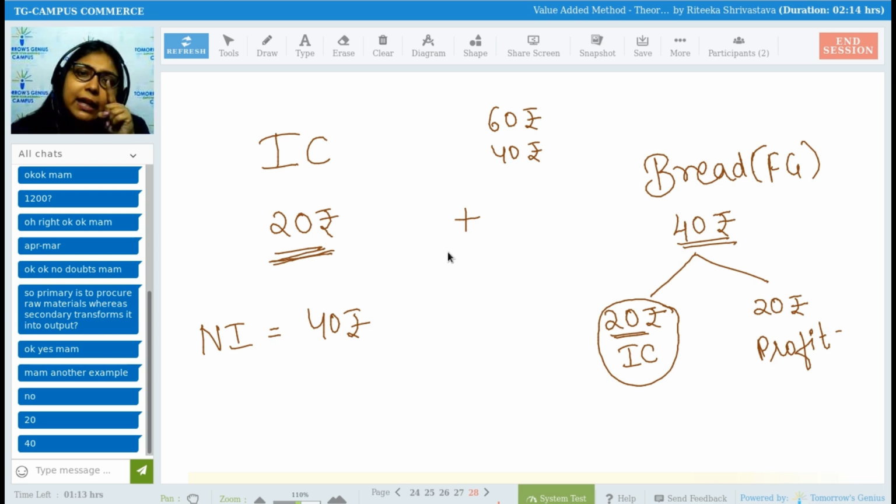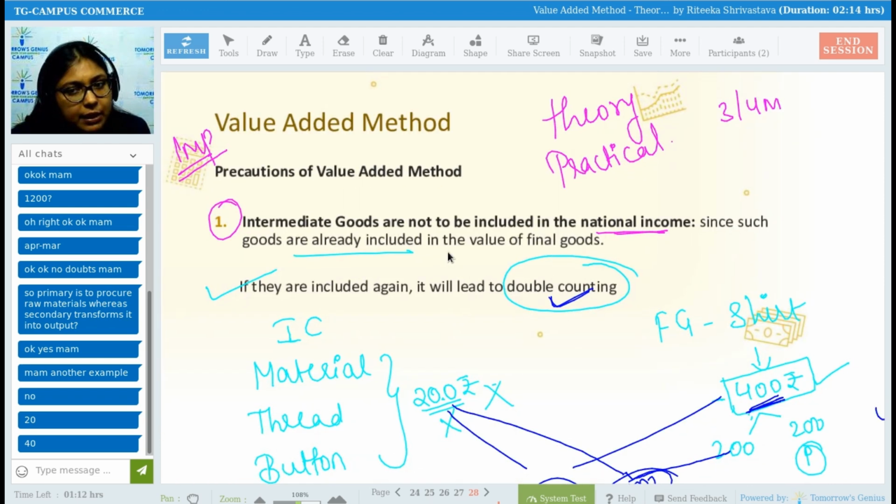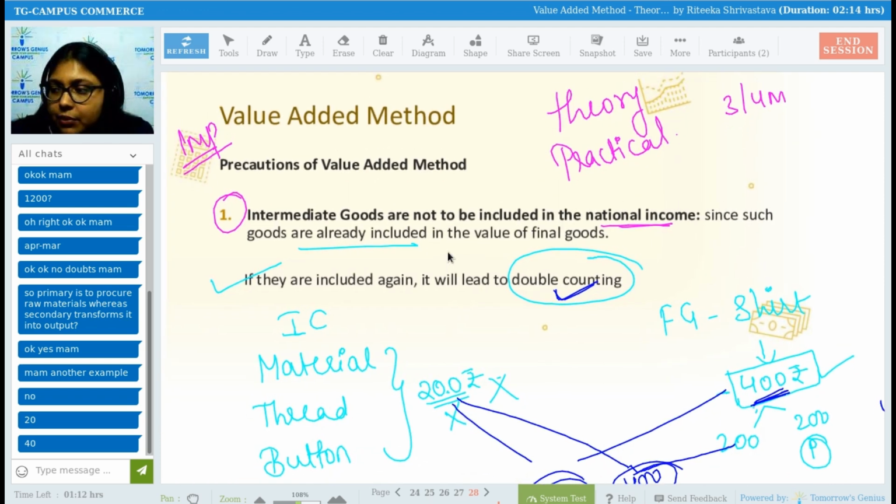Two logics. First logic, while computing national income, we include only the value of final goods and services. We do not include the value of intermediate goods. Second logic, why don't we include intermediate consumption or intermediate goods? We don't include intermediate goods or intermediate consumption because it is already present in the value of final goods and services. Okay, I hope now it's clear to you. Still, if there is any doubt, let me know. I'll repeat it once more. Any doubt? Any more?